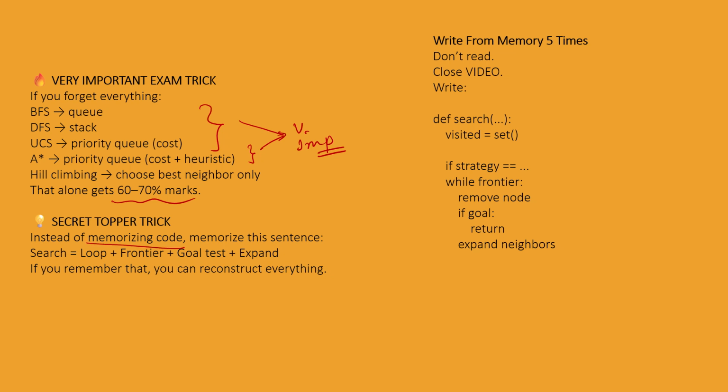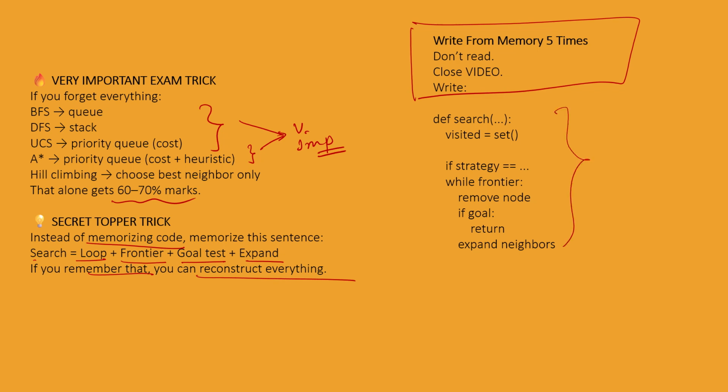Instead of memorizing the code, memorize: search loop, frontier, goal test, expand. If you remember that, you can reconstruct everything. I want you to do one thing. Just read it once and close the video. Close the video from your phone and write this down. If you are able to write this part, that means your BFS, DFS, UCS are all clear.